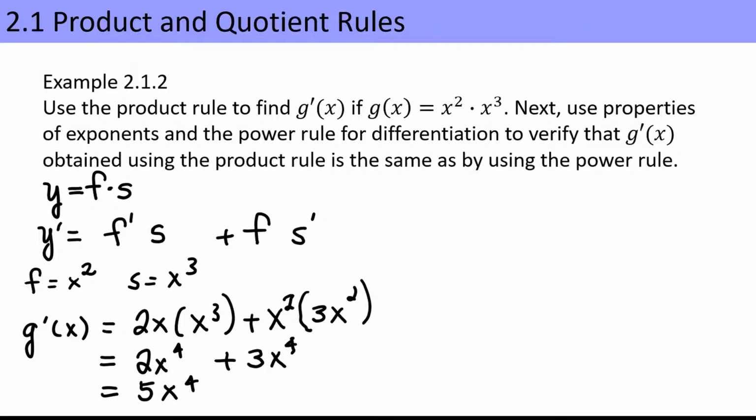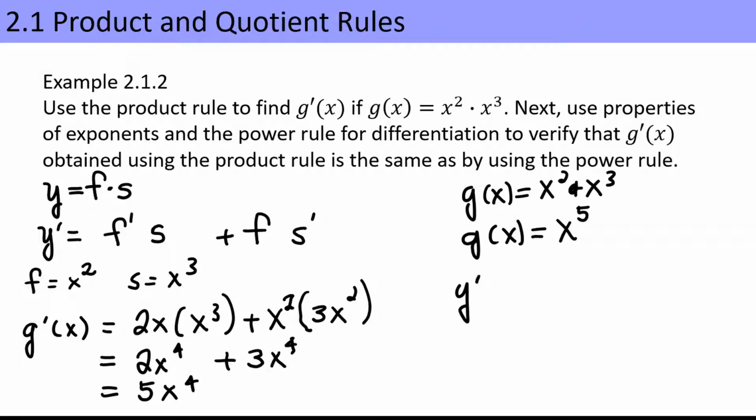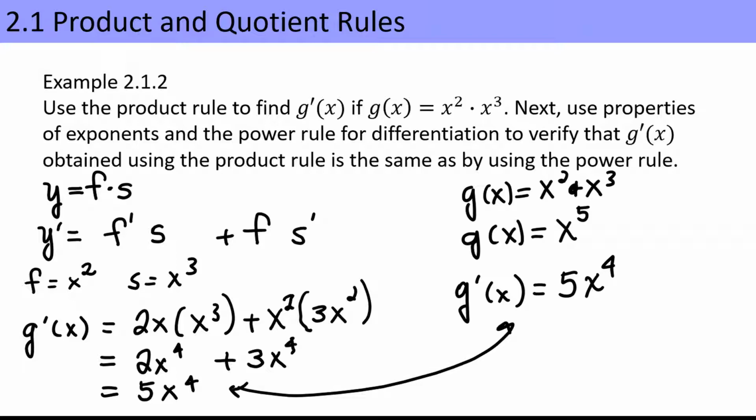That's how we did it using the product rule. Now, let's look at g of x, which is given as x squared times x cubed. Now, we can combine those two terms and get x to the fifth. Rules of exponents tells us to add the powers if the bases are the same. And now, to take the derivative, g prime of x, using the power rule for differentiation, we bring down the 5. We have x, and then for the remaining power, 5 minus 1 is 4. And let's observe. They indeed do match.